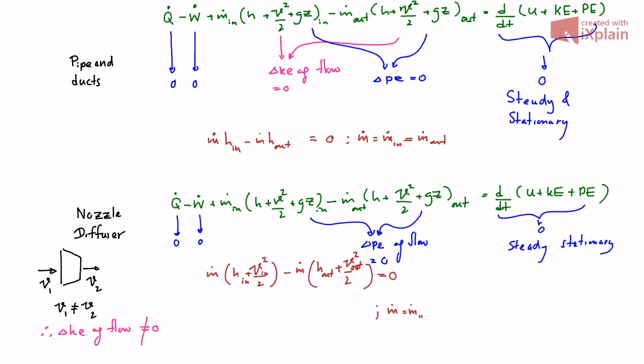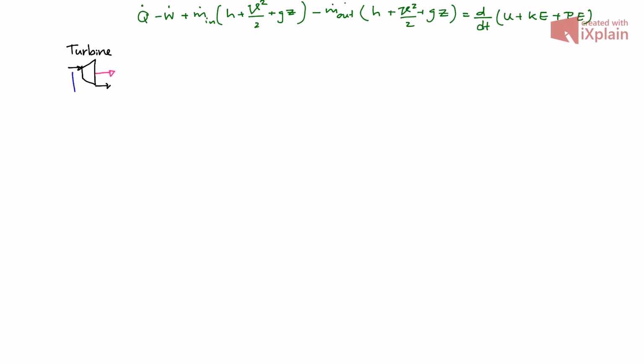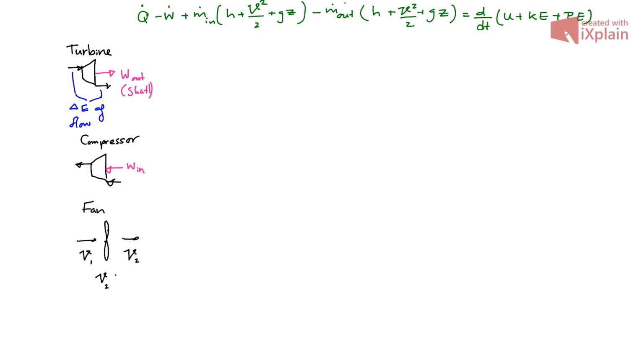When it comes to considering turbines and compressors, turbines are used to convert mechanical energy of the fluid into shaft energy of the system. Compressors are used to convert shaft energy of a system into mechanical energy of the fluid. The theories that we are learning for turbines and compressors can be directly applied for fans and pumps.